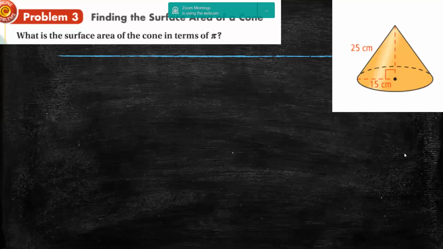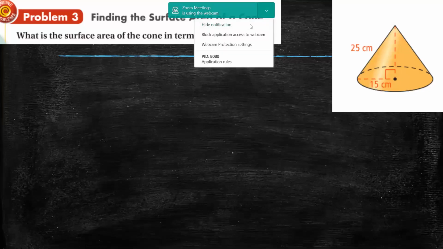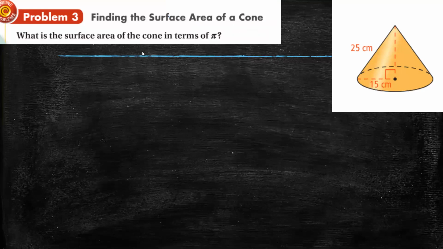Finding the surface area of a cone. What is the surface area of the cone in terms of pi? Look at this cone. We have a circle base whose radius is 15 centimeters, and the slant height that is given is 25 centimeters. So now let's find the surface area.